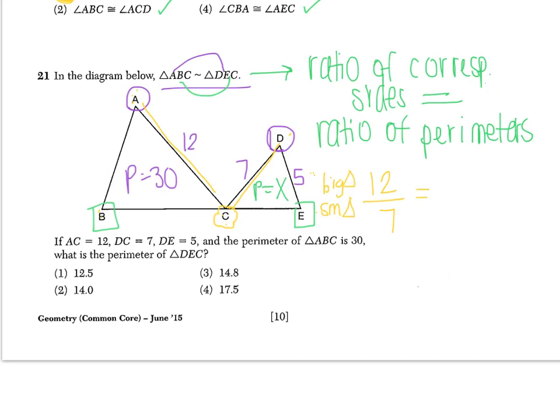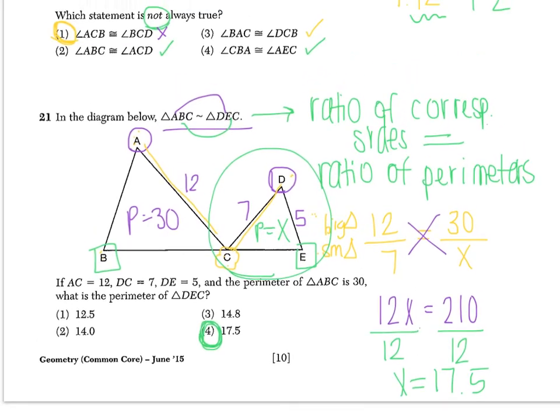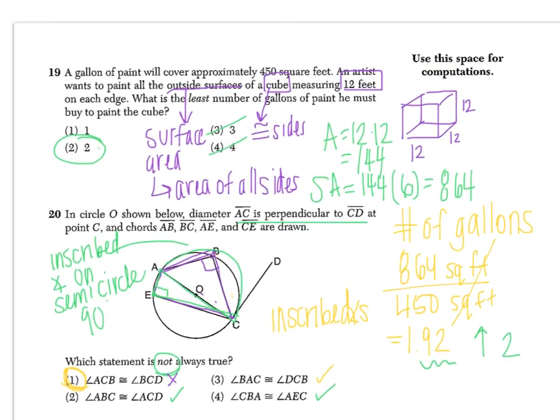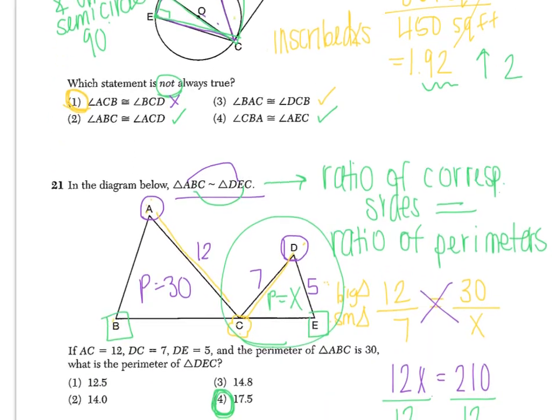So when I think about my ratio of perimeters, I now have my big triangle of 30 over my small triangle of X. And in order to solve this proportion, we cross multiply. 12x equals 210. Divide by 12. So then x equals 17.5. So the perimeter of triangle DEC is 17.5. Choice 4. So again, the answers for this page are number 19 is choice 2, number 20 is choice 1, and number 21 is choice 4.